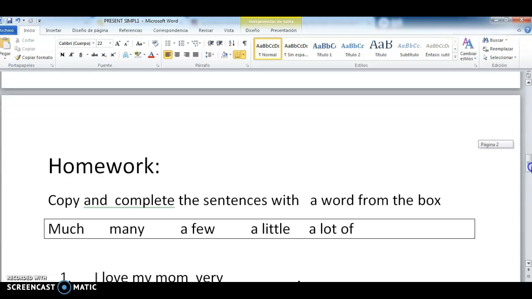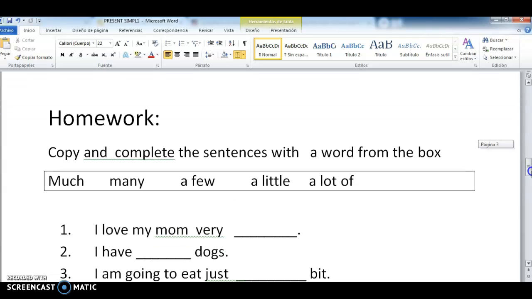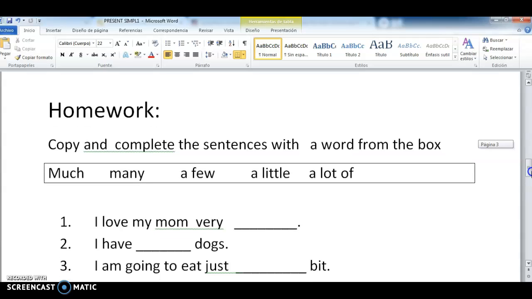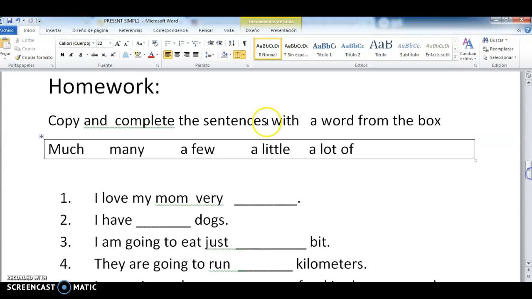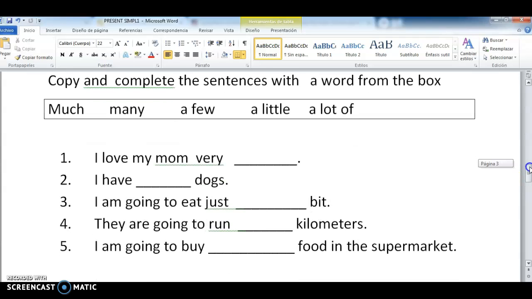By the way, thank you very much for those of you who have done your homework very diligently. Thank you very much for that. I appreciate your effort. The homework is very simple. In your notebook, copy and complete the sentence with the words from the box. I love my mom very. I have dogs. So you copy the sentences in your notebook, and you send me the homework by the end of the day.